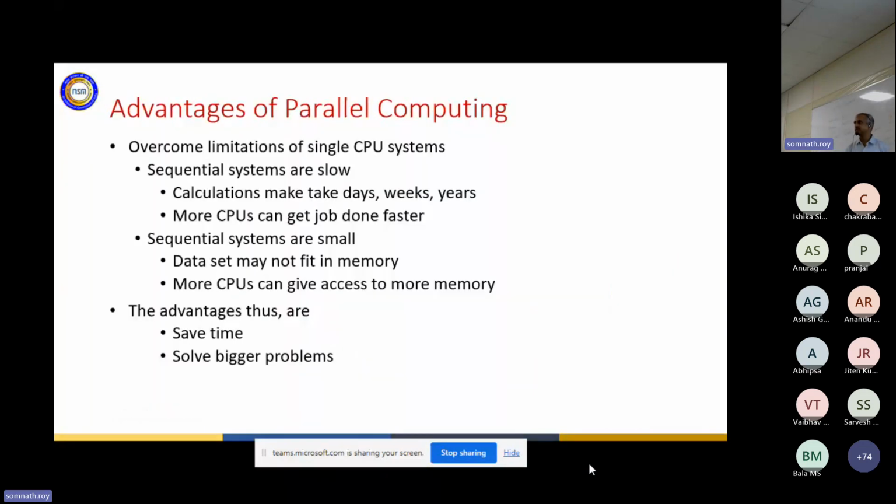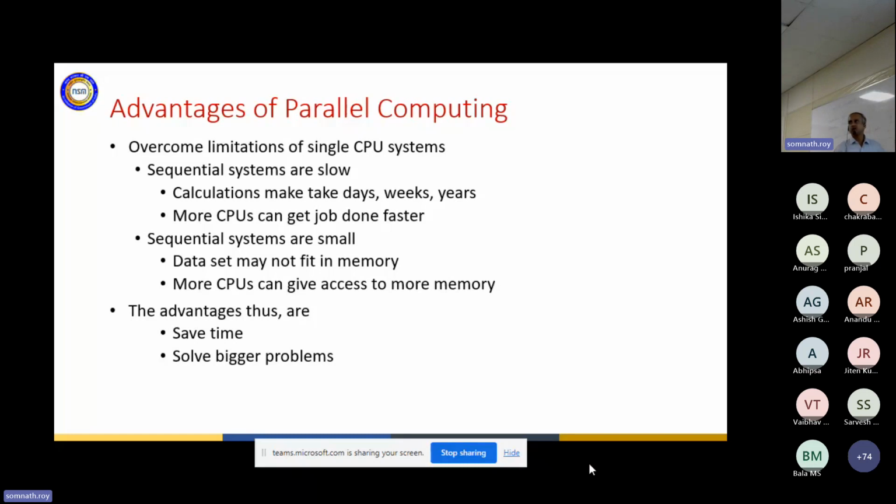Okay, so why do we do it? Why do we do all this jazz? What might make it complicated? That is because we are trying to overcome the limitation of a single CPU system. So what are the problems? First, sequential systems are slow. Each CPU is running at a certain frequency, so it has its limitation. If you are running sequential code, because it is slow, it may take days, weeks, maybe years in some cases. However, we said that with more CPUs, the job is divided among them, so you will get it done faster.